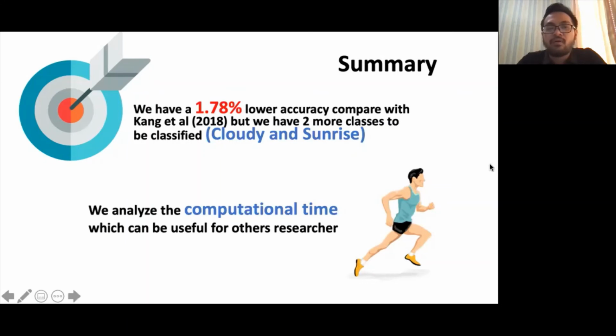And we also have 1.78% lower accuracy compared with Kang et al., the previous study, but we have 2 more classes to be classified. We have cloudy and sunrise weather images. Kang et al. only have 4 classes of weather images, but we have 2 more classes to be classified, cloudy and sunrise. And we also analyze the computational time, which can be useful for other researchers.